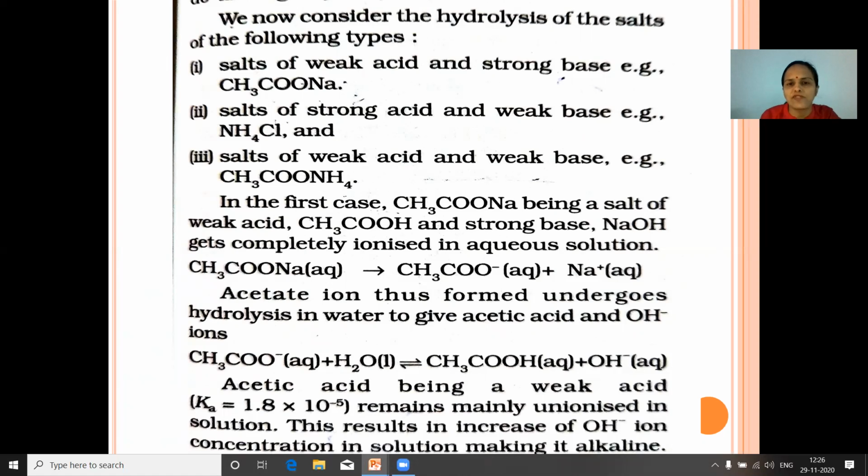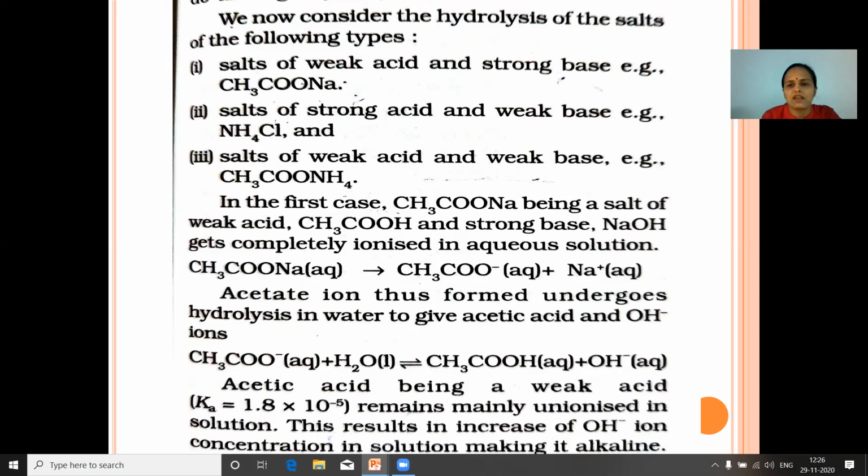So let's look at the first case, that is the formation of the salt CH3COONa. It is formed from weak acid, acetic acid, and strong base, sodium hydroxide. It's completely ionized in aqueous solution. So CH3COONa gives acetate ion CH3COO- plus Na+. Acetate ion thus formed undergoes hydrolysis in water to give acetic acid and OH- ions.